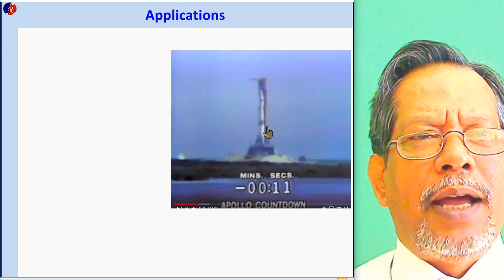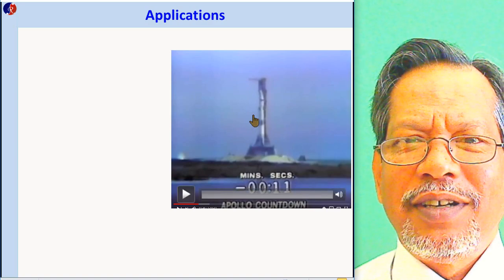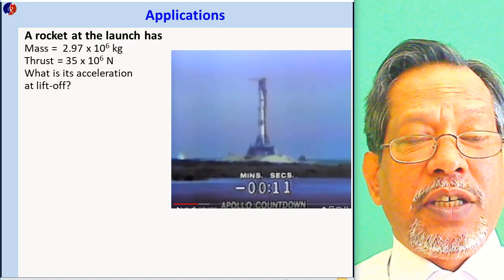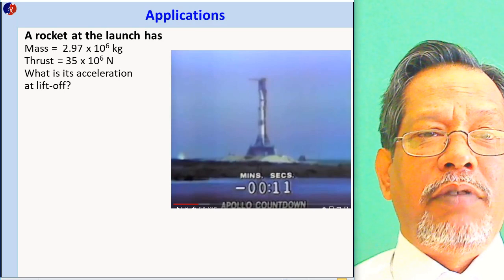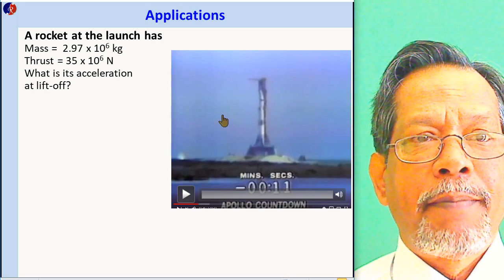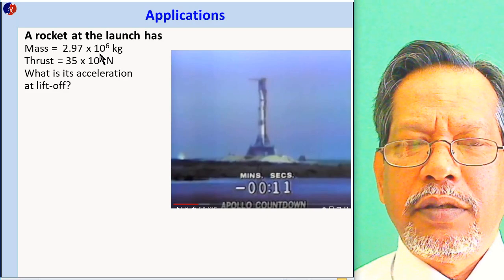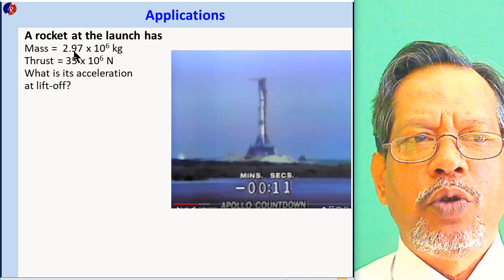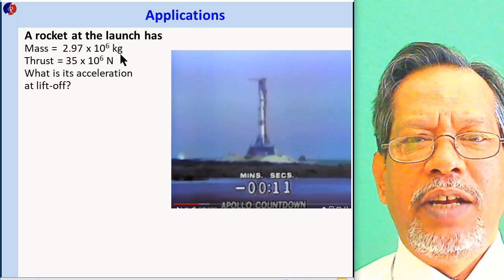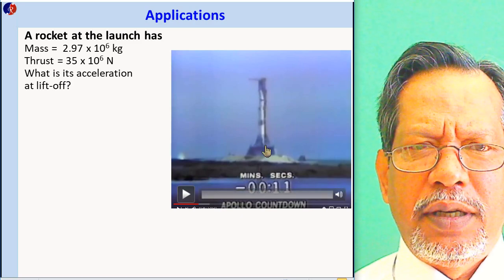Good. Now, application. Well, that looks like a rocket. I wanted to make you a rocket scientist. Let's see, the first step. Here's a question. A rocket at the launch pad, it stays there, it's not launched yet, has a mass of 2.97 times 10 to the power 6 kilograms, 2.97 million kilograms. Wow, that's a lot.